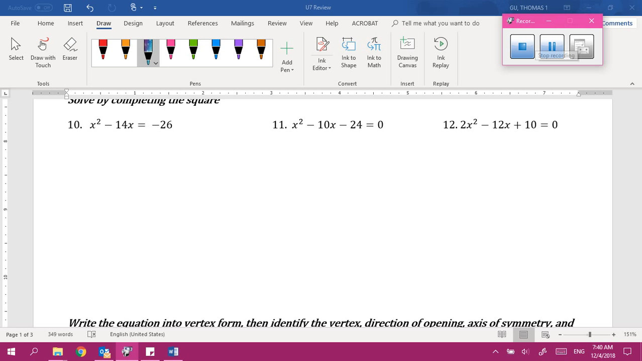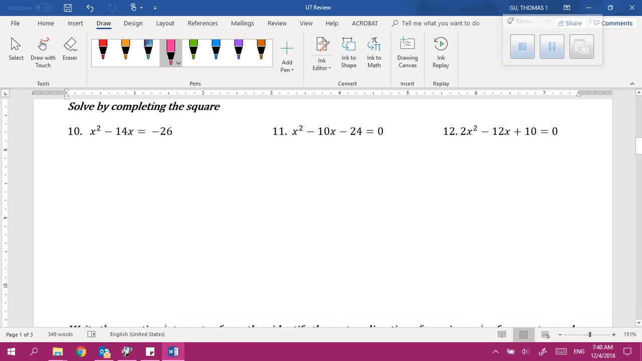Number 12. So this is solving by completing the square. What is the very first thing we should do here? Divide everything by 2. Right. You can subtract 10 either. It doesn't matter. It's gonna end up the same thing. But so let's divide everything by 2, so all the numbers are smaller.